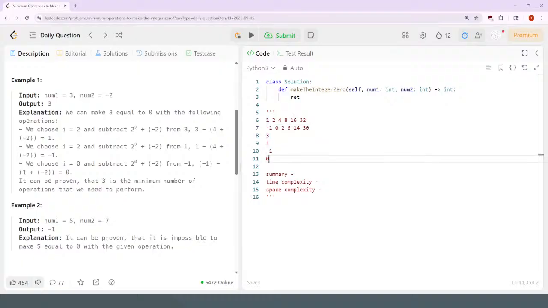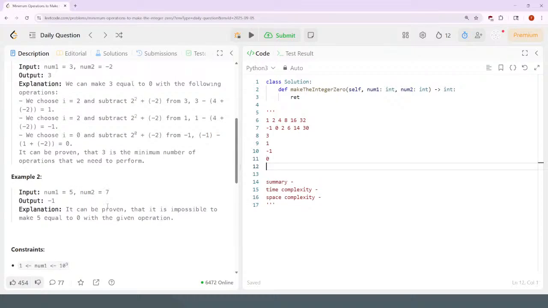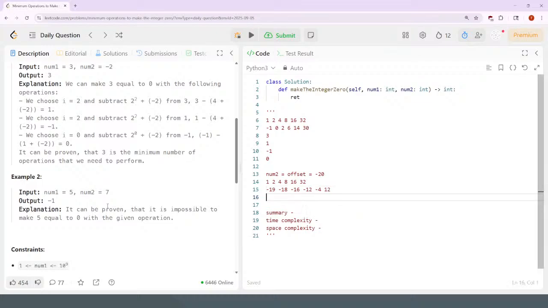Okay, let's try something a little more unorthodox. Let's say the offset, num2, is -20. Powers of 2: 1, 2, 4, 8, 16, 32. Offset by -20 would be -19, -18, -16, -12, -4, 12. So those are the things you could subtract. Let's go one more, 64.